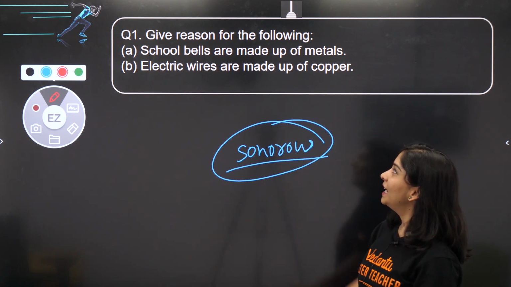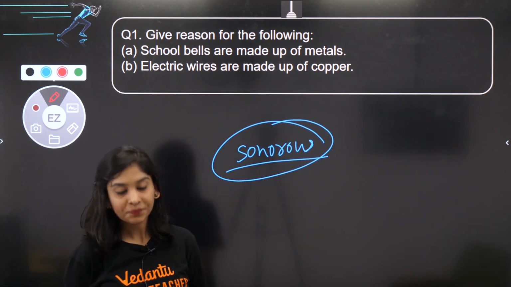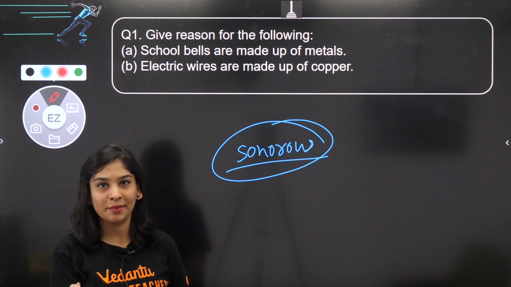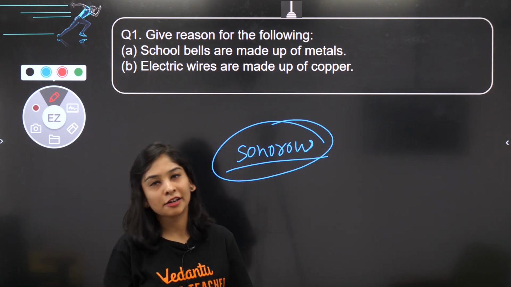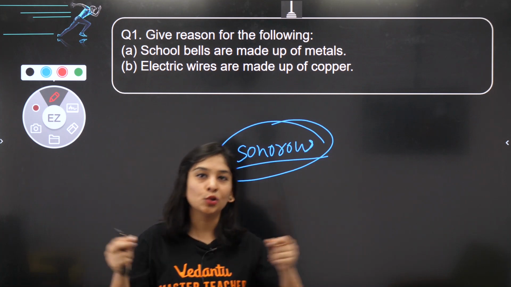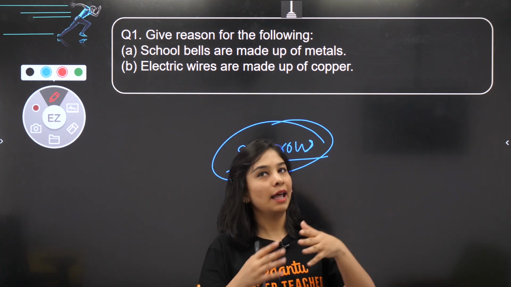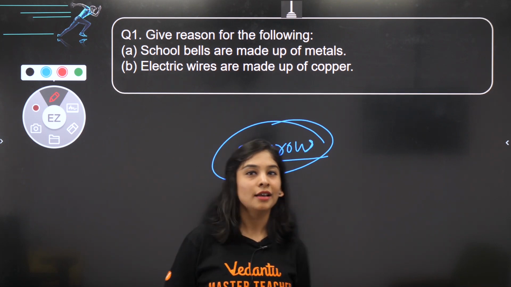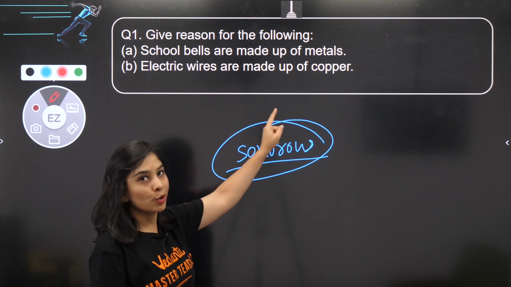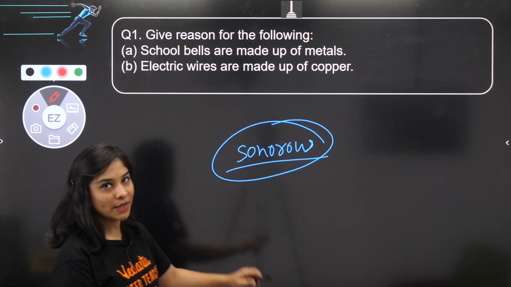Second question, electric wires are made up of copper. What exactly is the reason? We all are very well aware of the same, right? The reason behind this is copper is a good conductor of electricity. So wire में हम use करते हैं so that electricity can be conducted through it and we can run all our electrical appliances. है ना? So this is the reason कॉपर को हम यूज करते हैं टू मेक इलेक्ट्रिक वायर्स. I hope this is clear.